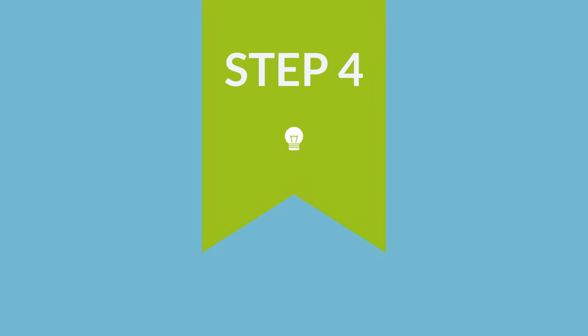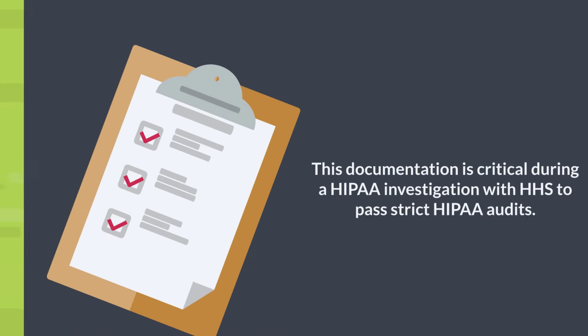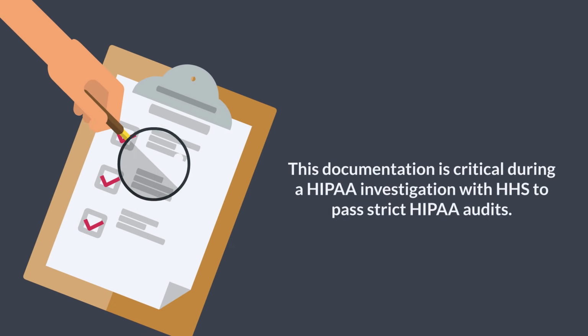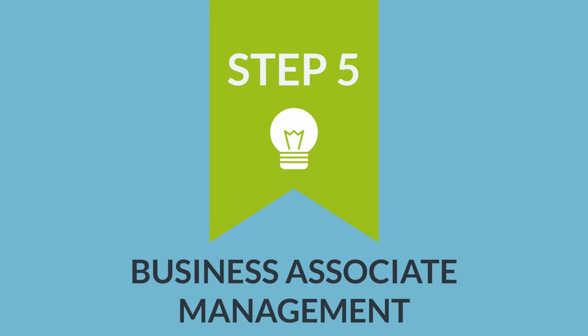Step 4 is documentation. HIPAA beholden organizations must document all efforts they take to become HIPAA compliant. This documentation is critical during a HIPAA investigation with HHS to pass strict HIPAA audits. Step 5 is business associate management.